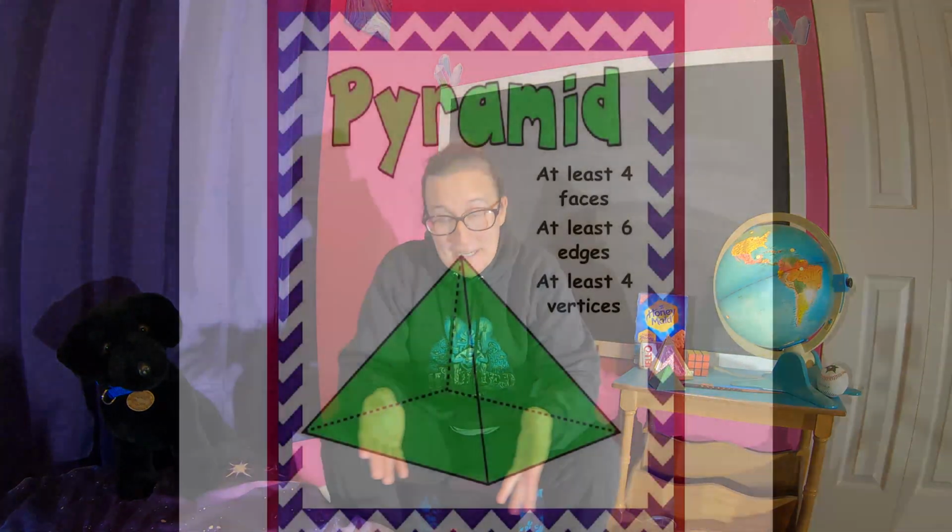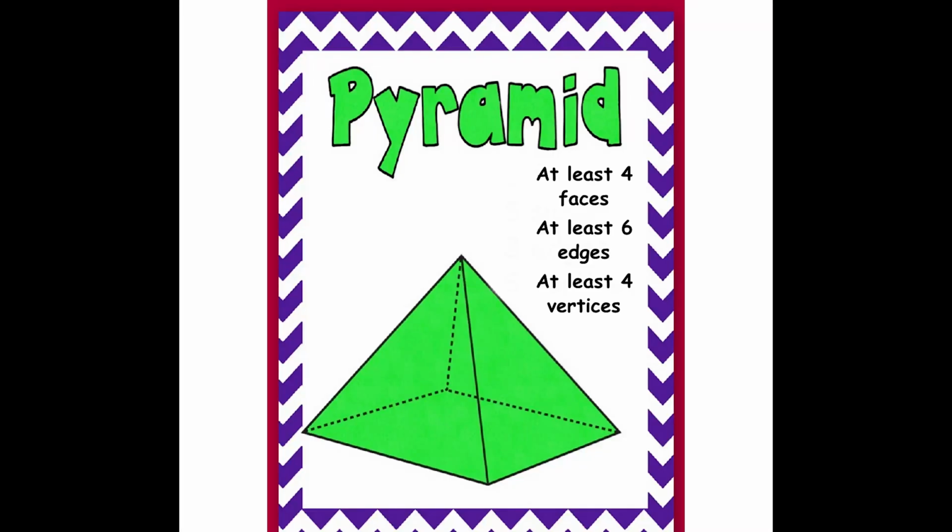The next 3D shape that I want to talk to you about is the pyramid. Now, when you hear pyramid, you probably think about those things that are in the desert in Egypt, and that's true. Those are examples of pyramids. A pyramid is a little bit of a tricky 3D shape, though.